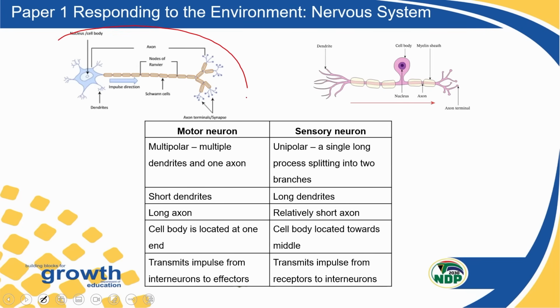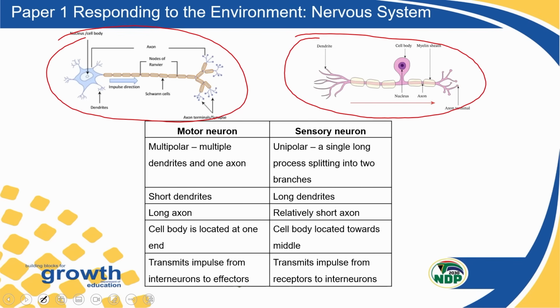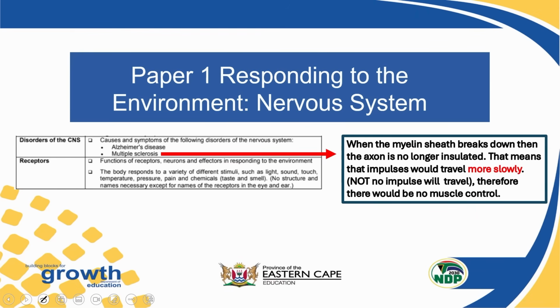So in this diagram, here's my motor neuron and there's my sensory neuron. You must be able to identify them from a diagram, as well as draw a diagram of a motor and sensory neuron. And then you need to know the characteristics of a motor neuron and sensory neuron. You can find this table in the diagnostic report, or you can just pause and copy it down now.